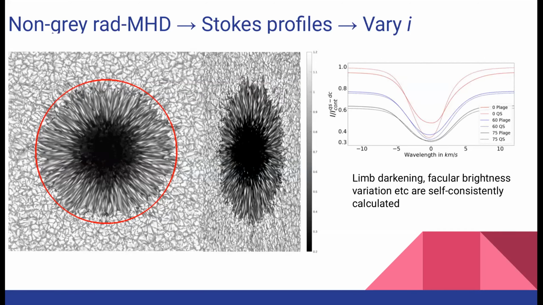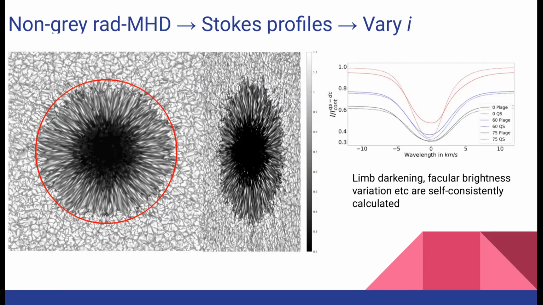This is a simulation. The method that I'm following is, first, I'm doing a radiative MHD simulation. Here on the left you see a sunspot at the disk center, and then I calculate the Stokes profiles at the disk center, and then I tilt my simulation box and calculate my Stokes profiles again at different viewing angles.